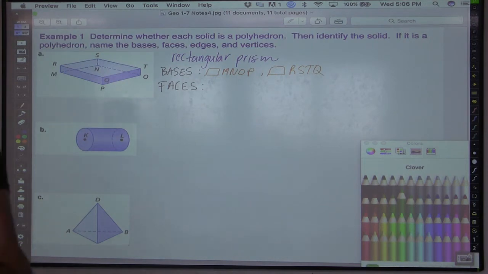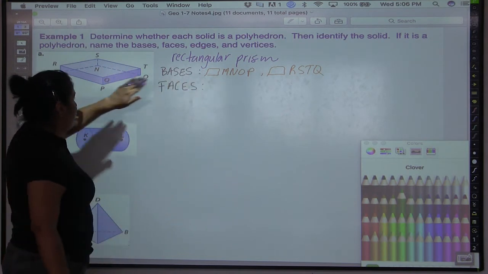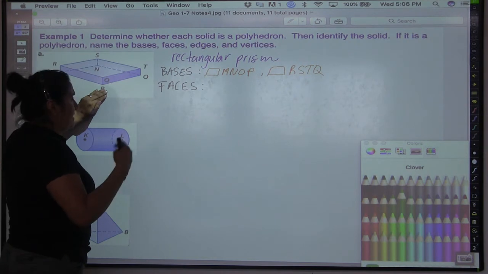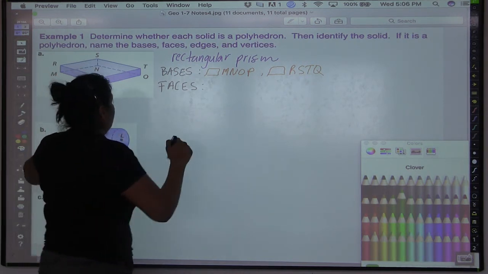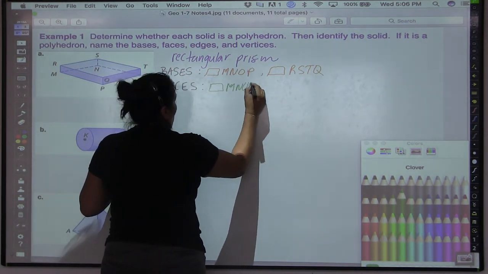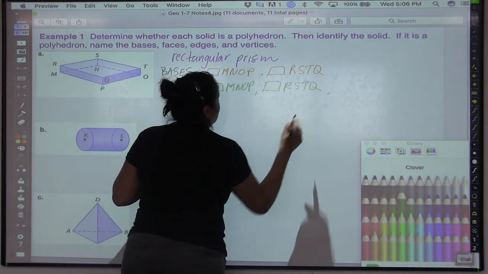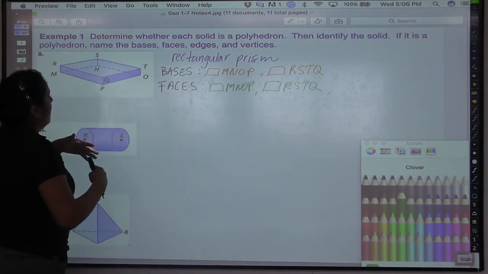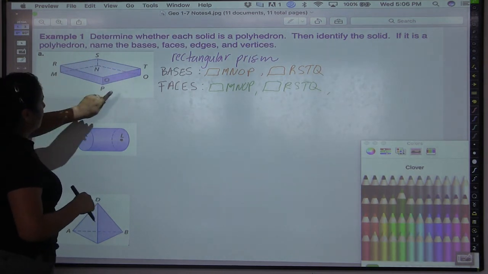So even though you already called MNOP and RSTQ bases, you have to list them again as faces because technically bases are faces. They're parallel faces. So we have to list them again. So we're going to go MNOP parallelogram, RSTQ, and then let's just hope we don't forget anybody. Remember, we need 6. Let's make sure that we don't repeat the same ones, but we did the top and the bottom already. So I'm just going to go around the solid.